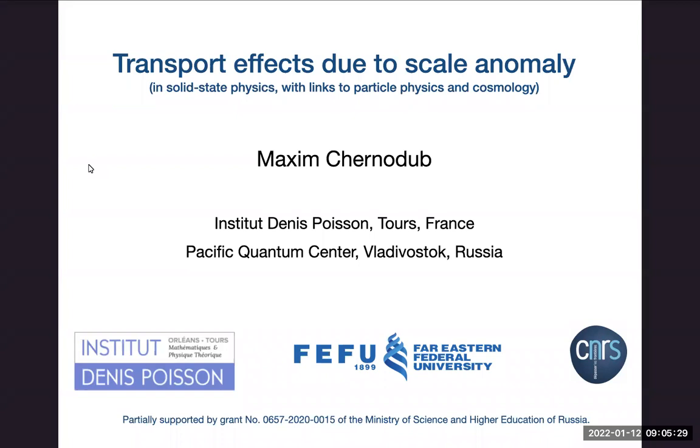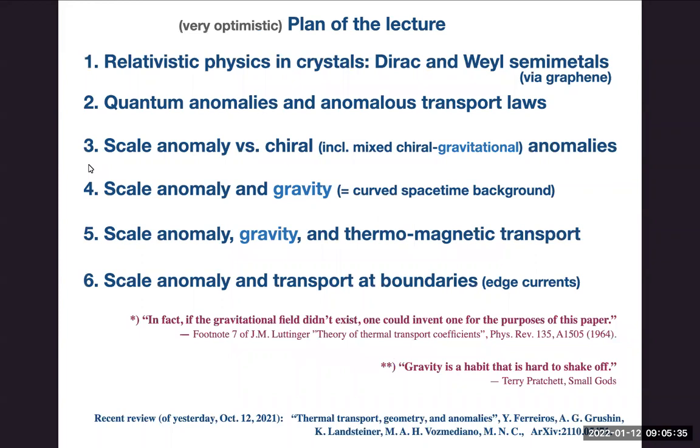So this is the general plan of the lecture. First of all, I will discuss briefly relativistic physics in crystals, in Dirac and Weyl semimetals, because it was already discussed yesterday. Then I will briefly discuss quantum anomalies and anomalous transport effects, which were also discussed, so I will proceed fast. Then I will discuss the difference between scale anomaly and chiral anomalies, and try to elucidate how scale anomaly can be considered in the gravity context, in a curved background, for example. Then, if we have time, we will talk about scale anomaly, gravity, and thermoelectric and thermomagnetic transport.